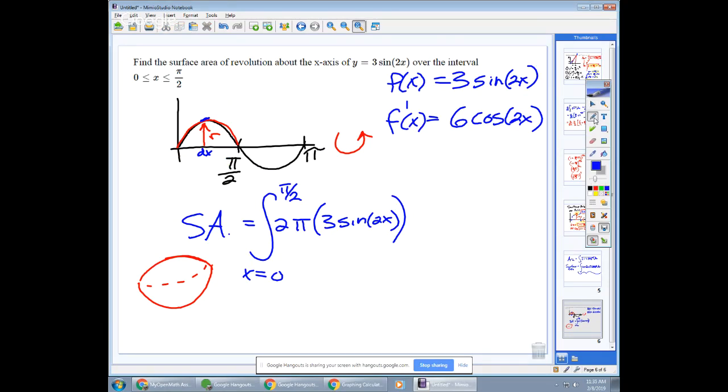Times the square root of what? 1 plus 6 cosine, 1 plus that thing squared. So 6 squared, I'm going to call that a 36. And then I'm just going to call that cosine squared of 2x.